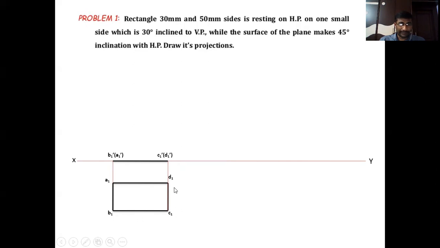When the top view is the true shape, the front view is a line. Clear, students? We have to draw the true shape first, which is in the top view. The top view is always below XY. When it is in the first quadrant, we project the points onto the XY line, and then we will get the front view of that plane. Clear, students? Let us go for the next step.